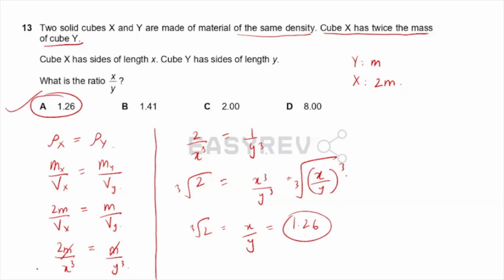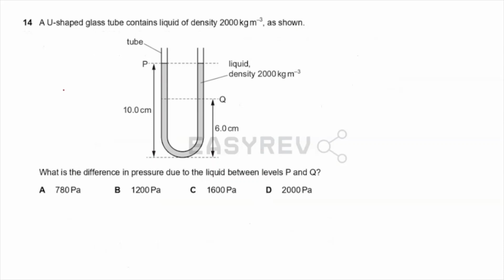Now to the next one. A U-shaped glass tube contains liquid of density 2000 kg per meter cubed as shown. What is the difference in pressure due to the liquid between levels P and Q?